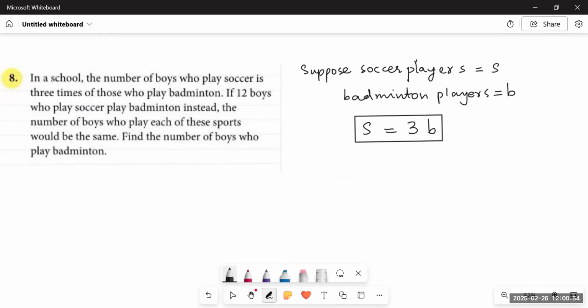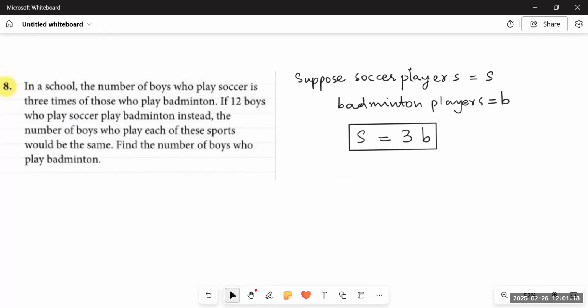Whatever the number of soccer players were earlier, you will subtract it by 12 because 12 players are removed from the soccer team. And the same 12 players are added to the badminton team. Then they're saying the number of boys who play each of these sports would be the same. So what they mean is that you will subtract S by 12 and add B by 12, okay?